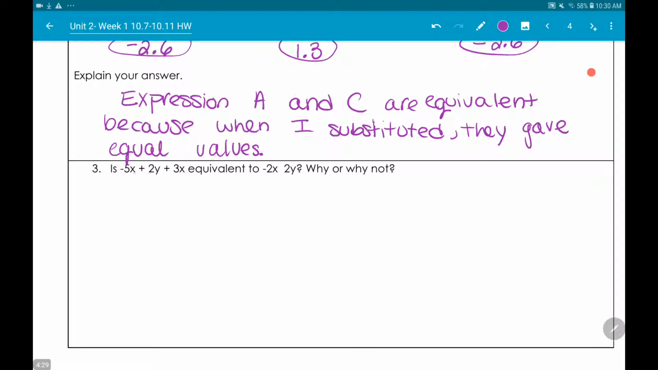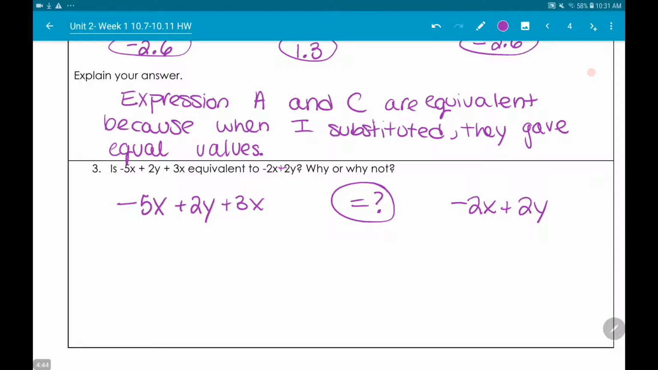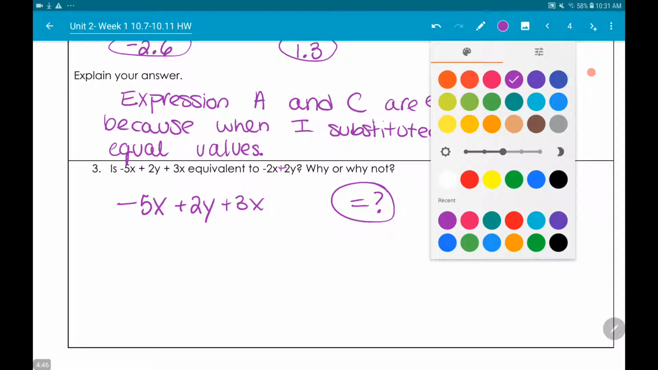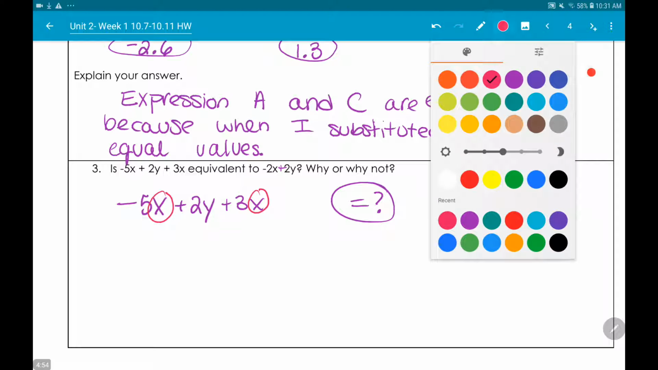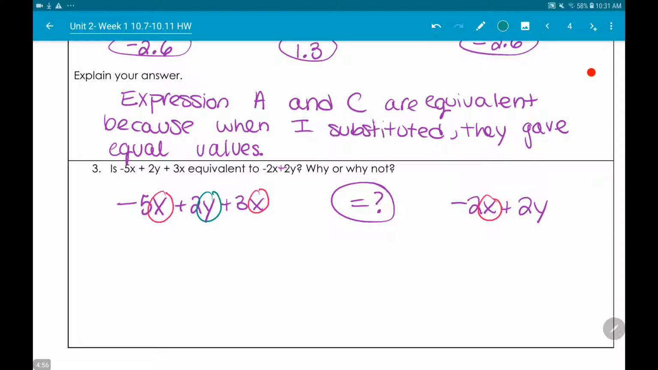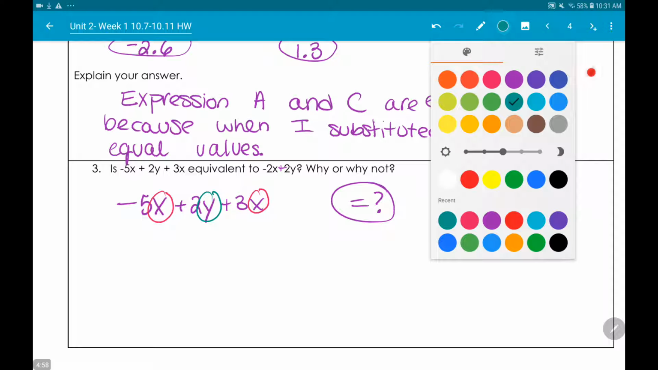Okay, now they want us to check is negative 5x plus 2y plus 3x equivalent to negative 2x. I believe that's supposed to say plus 2y. That's a typo there. Why or why not? So now we have two variables, okay? And when I have two variables, x and y, I have to pick different numbers to substitute. So we need two different values.